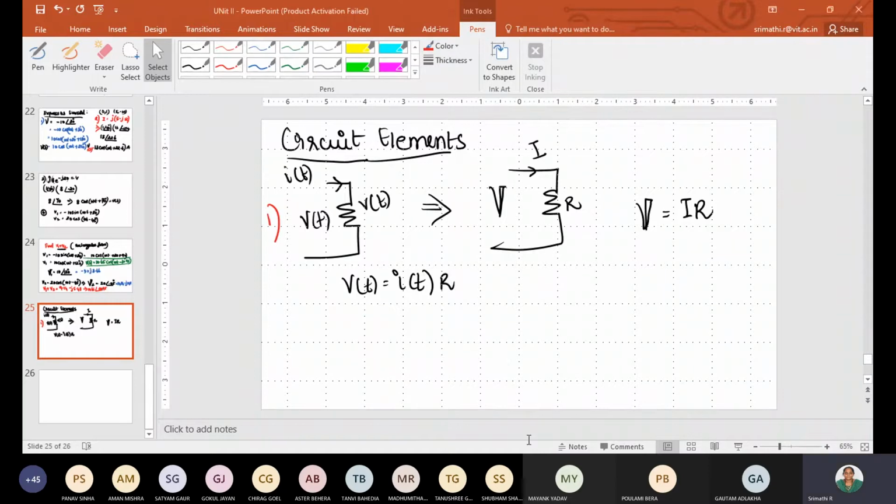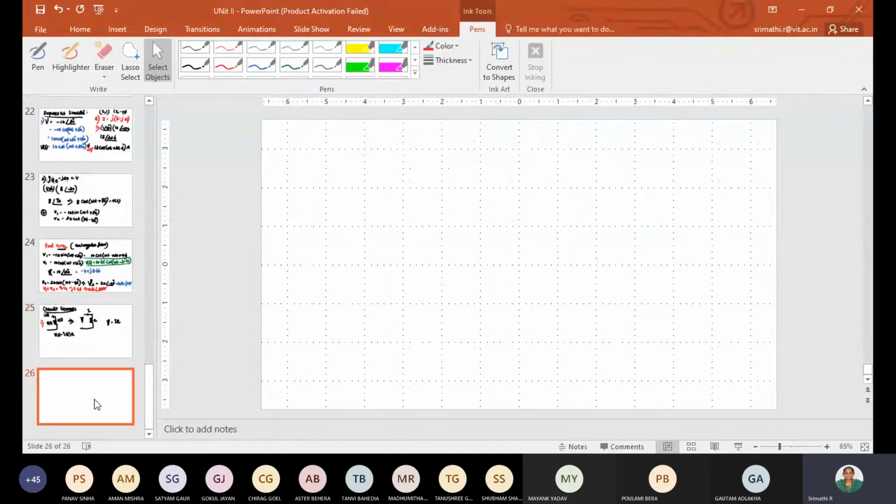Now is it okay? Could you hear me? Yes, ma'am. Yeah, this is the first circuit element, the resistor, and then we are going to see the second circuit element, which is nothing but your L.